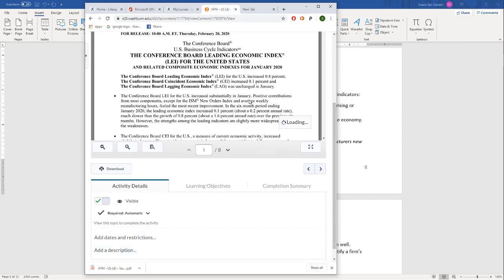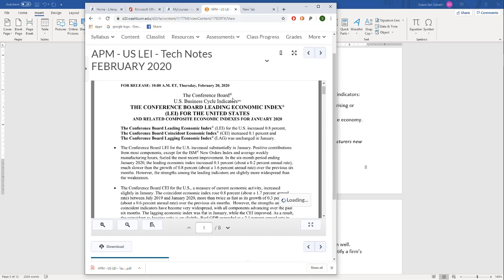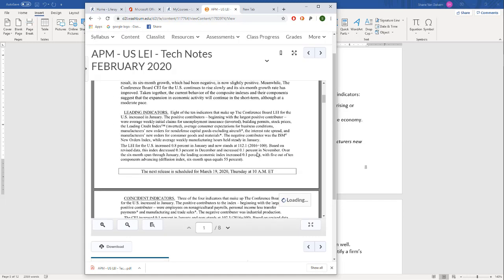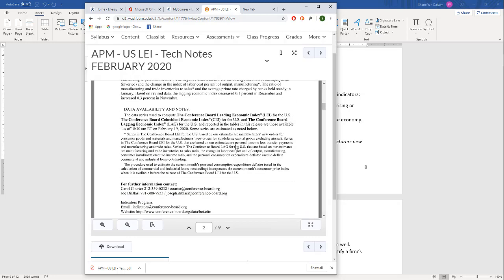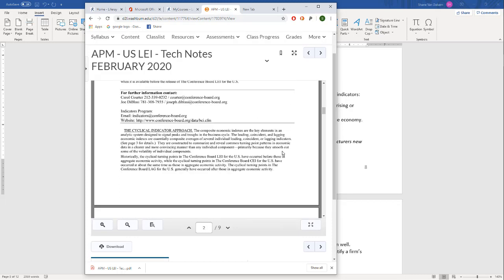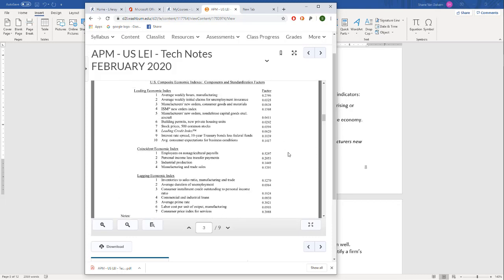Okay. So this was, again, February 20th, 2020. And it just goes through what was going on with the leading, or overall, the leading indicators and the coincident and the lagging indicators, and where they got some of their information from. This is how they weighted each of the factors. You can see very high weight on weekly manufacturing hours, fairly high weight on the ISM New Orders Index, and then the next is average consumer expectations.